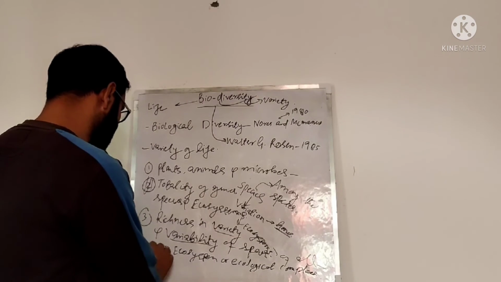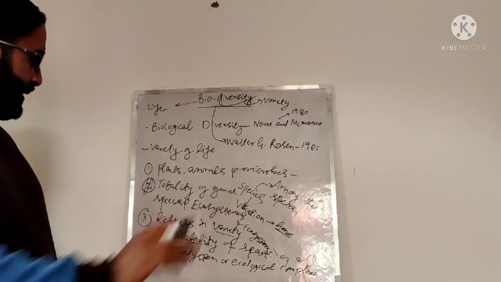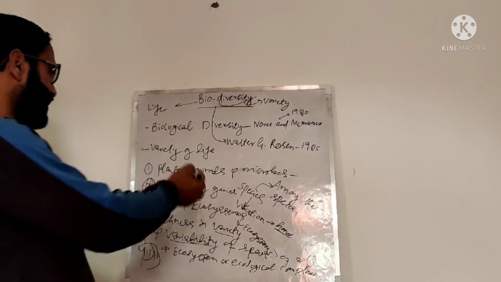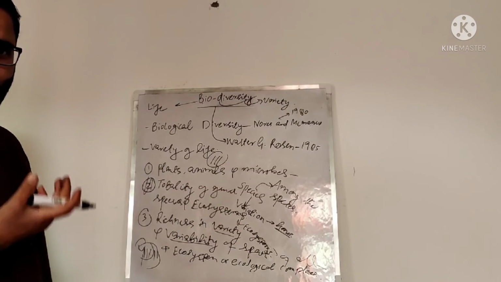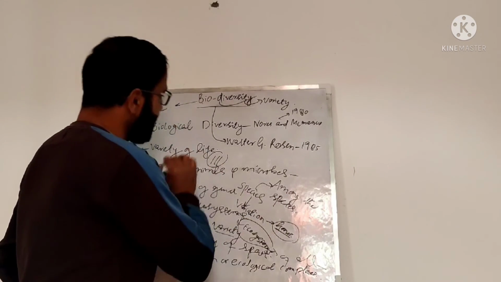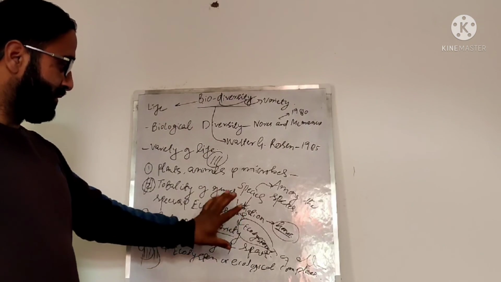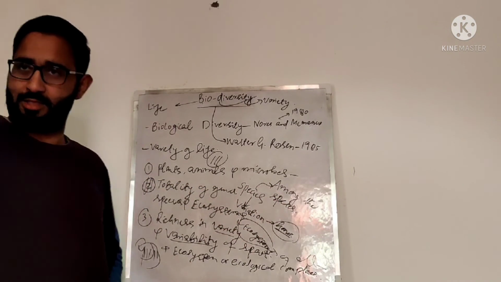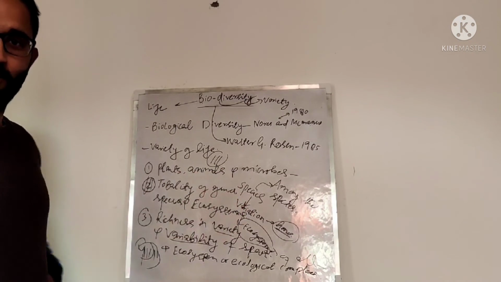So these two definitions, the second and the fourth, include all these things: variations at the genetic level, at the species level, and at the ecosystem level. Earlier definitions were talking of species diversity only, so they were modified to include variations at the genetic level and the ecosystem level as well. So now we can say biodiversity is the sum total of variations present at the genetic level, species level, and ecosystem level. It is the sum total of all the genes, all the species, and all the ecosystems present in any given region. Thank you.